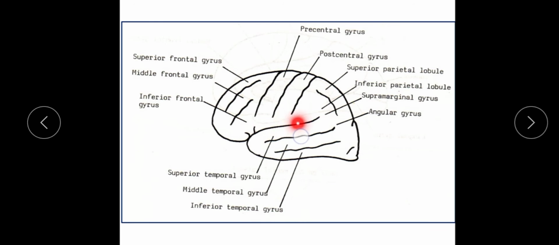Area between lateral sulcus and the superior temporal sulcus is the superior temporal gyrus. Area between superior and inferior temporal sulcus is the middle temporal gyrus. Area below the inferior temporal sulcus is the inferior temporal gyrus. This one is the angular gyrus around the posterior end of the superior temporal sulcus.